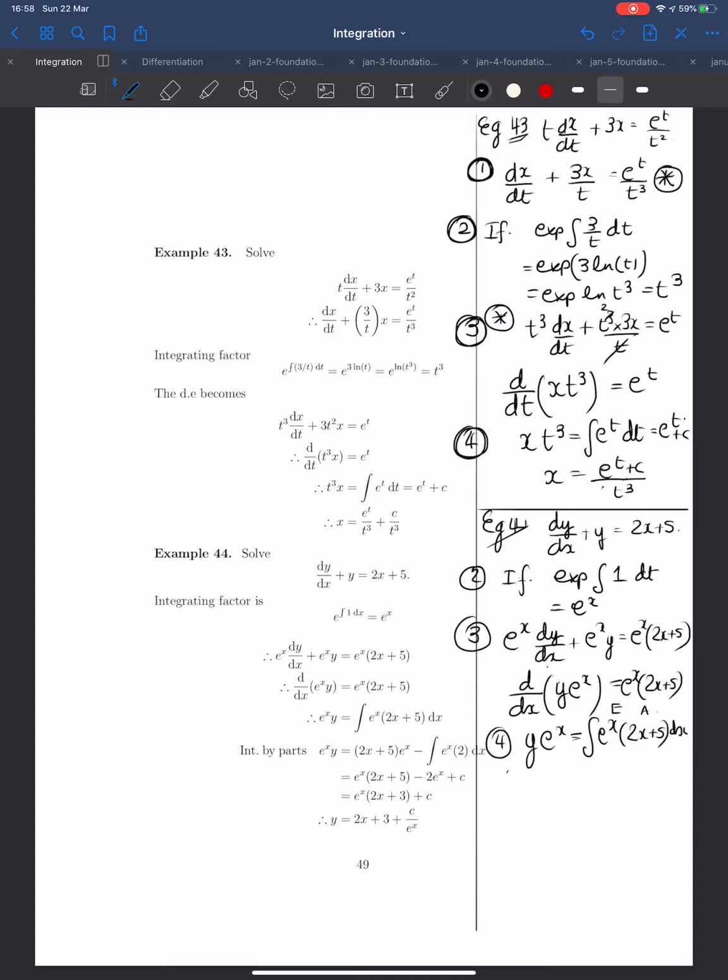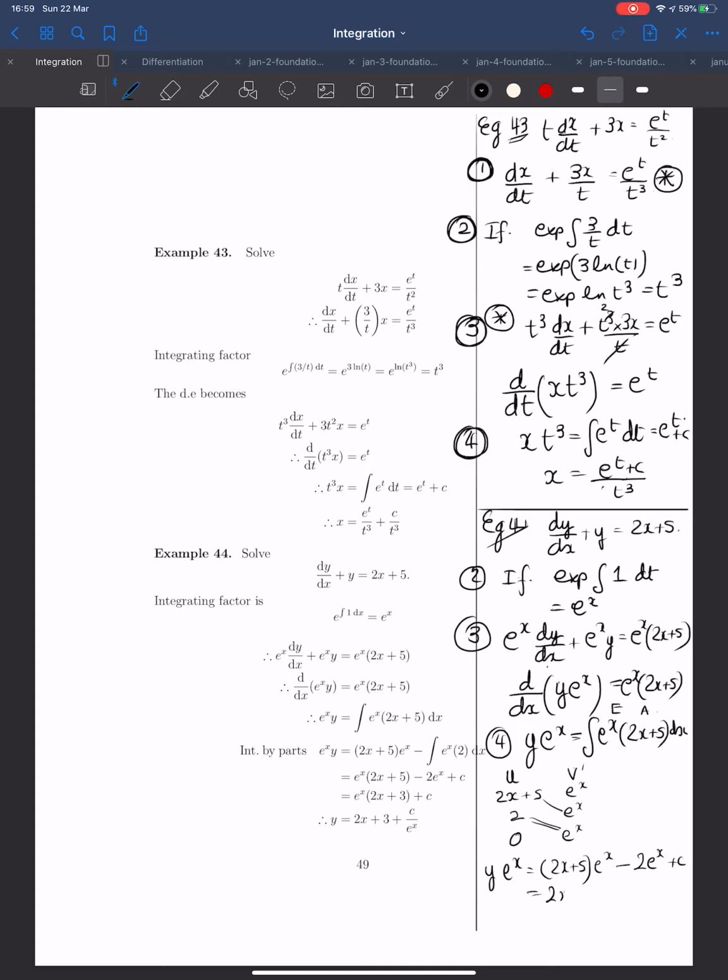So if you remember, our u is going to be our algebra, 2x plus 5, which will differentiate to 2, which differentiates to 0. So our v dashed is e to the x. So we've got to integrate these right up to that 0. So it's that one times that one minus that one times that one. Okay, so we have y e to the x is 2x plus 5 e to the x minus 2 e to the x plus c.